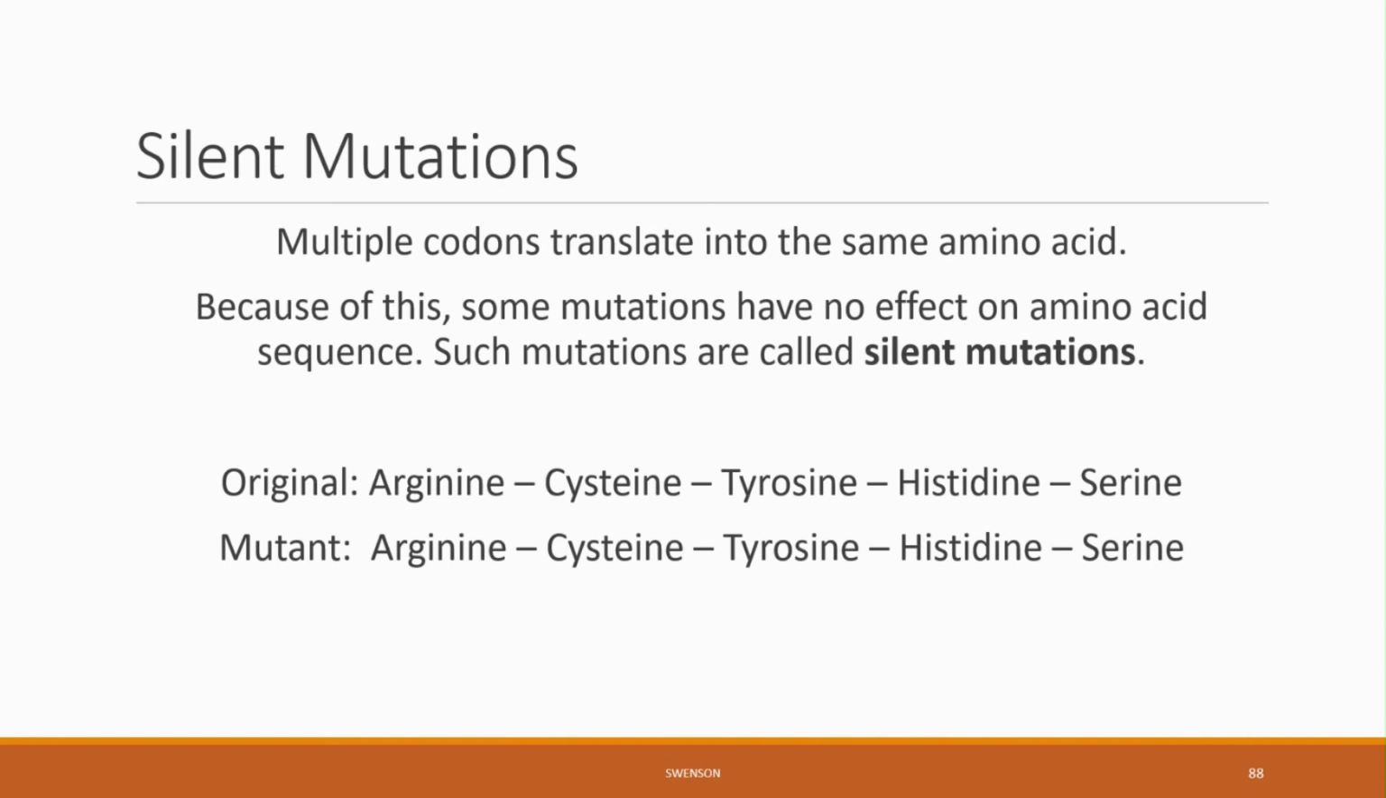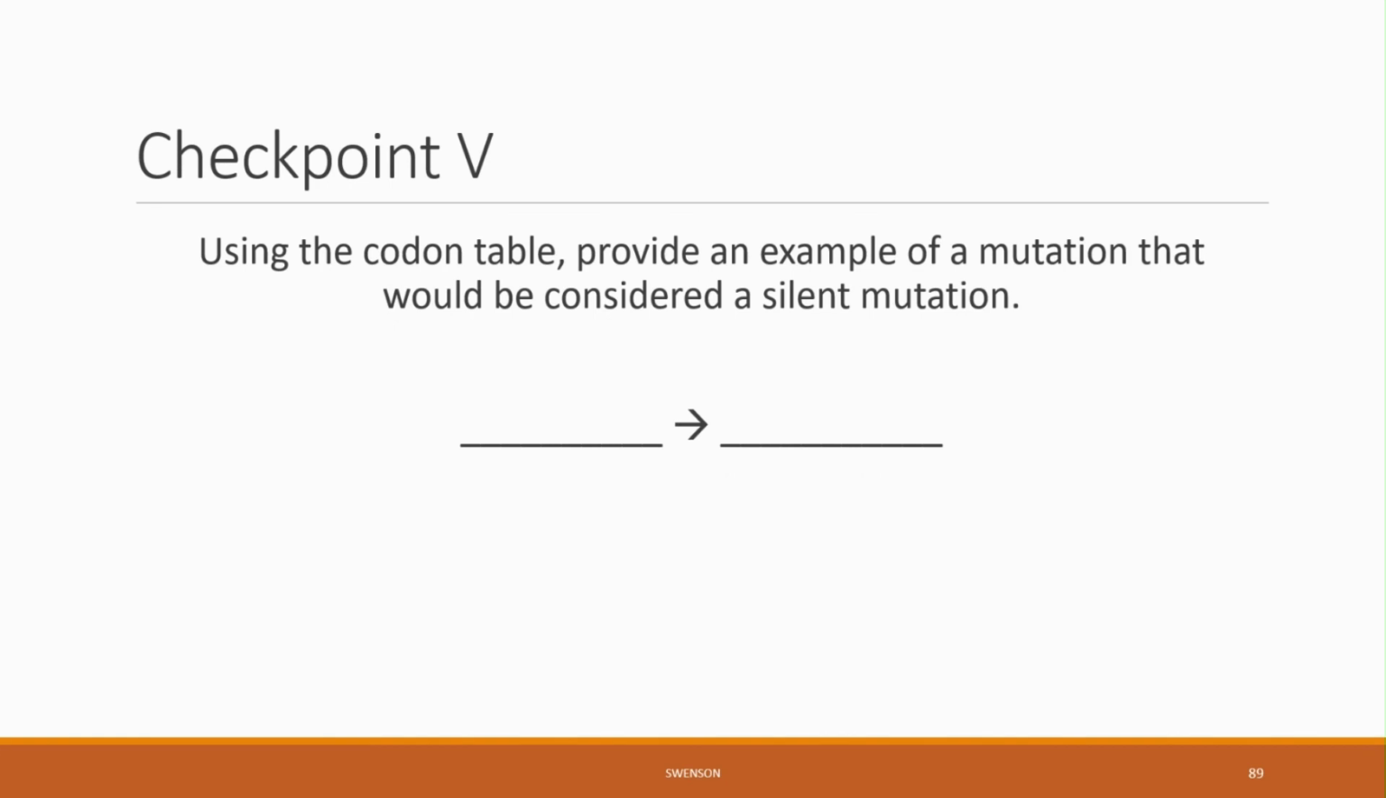And this is because multiple codons can translate into the same amino acid. There are 64 different codons, but only 20 different amino acids. Therefore, there is more than one codon per amino acid. Because of this, some mutations have no effect on amino acid sequence, and such mutations are called silent mutations. Checkpoint 5. Using the codon table, provide an example of a mutation that would be considered a silent mutation.